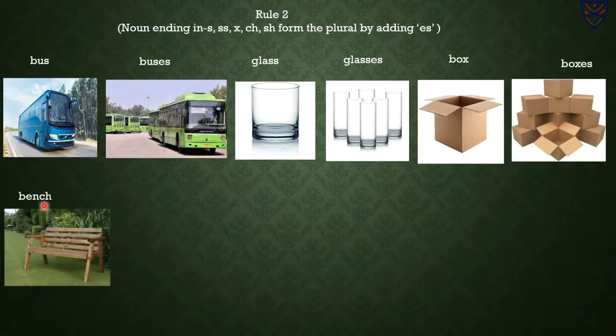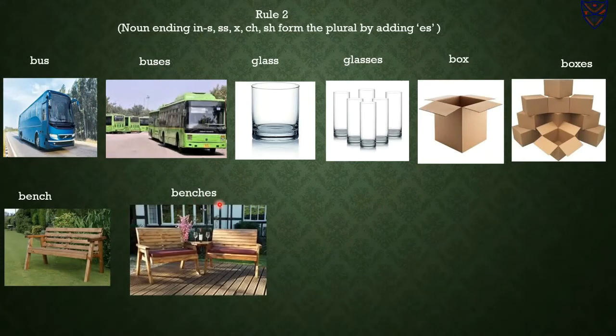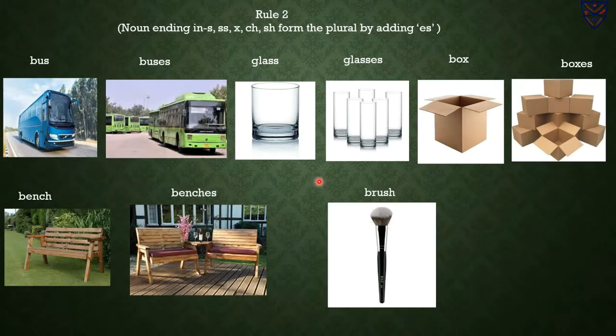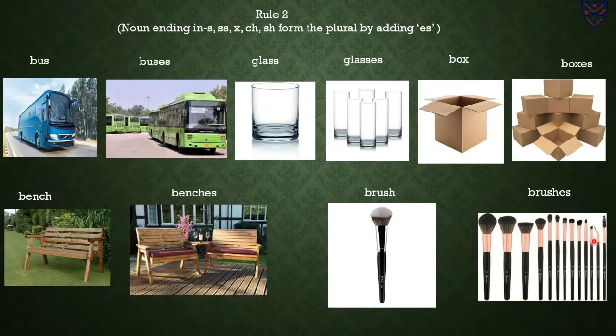Bench, at last you can see ch. So to convert this bench into plural, we have to put es at last, benches. Okay, bench means one bench and benches means many benches. Brush, at last sh. So to convert this brush into plural, we have to put es at last. So it will become brushes.